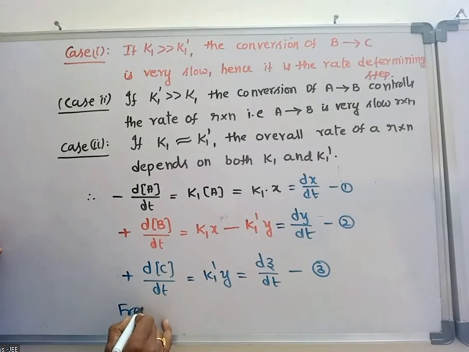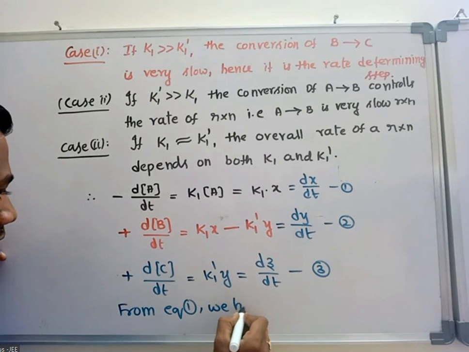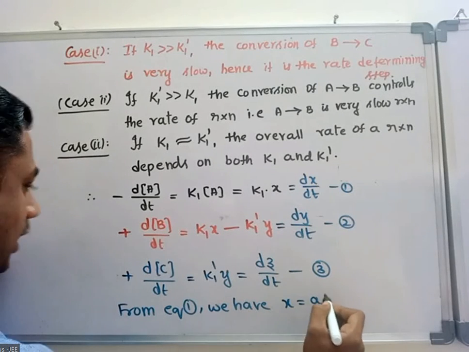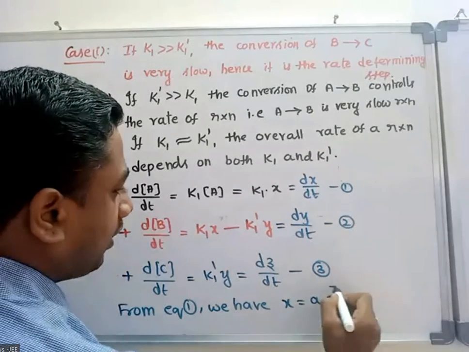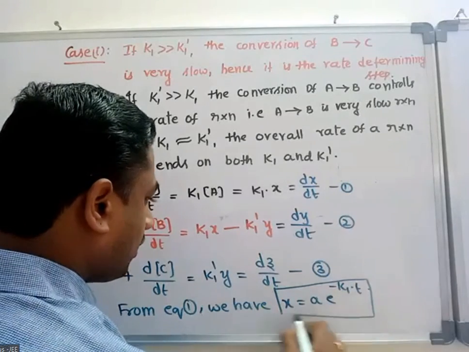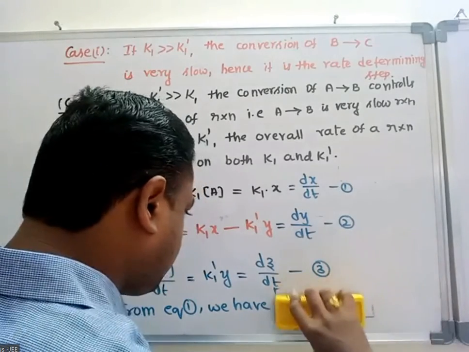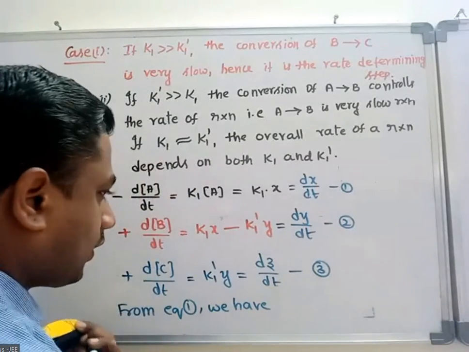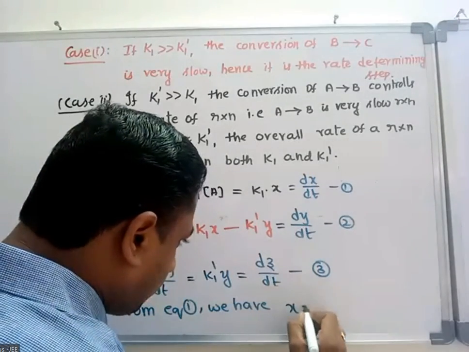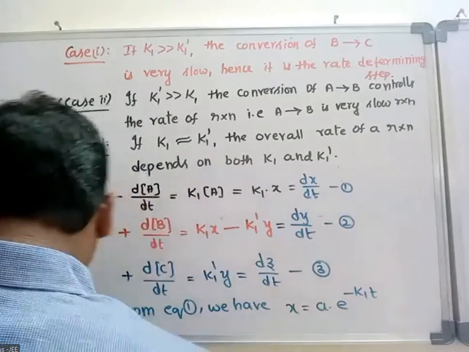From equation 1, we have X equal to A into e power minus K1 into T.